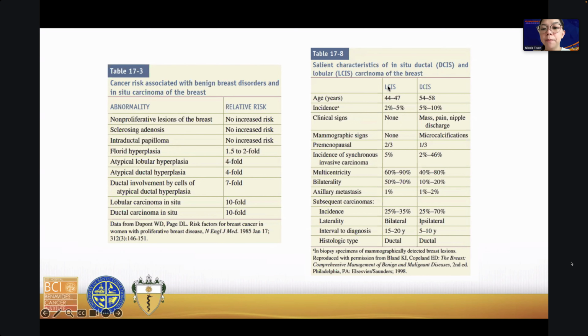same histology. While in LCIS, normally the subsequent carcinoma can be in either breast, not necessarily where the LCIS was, and the histologic type would still be ductal, which is the most common histology for breast cancer. So LCIS is just a high-risk lesion or a marker for an increased risk. DCIS is actually pre-malignant.